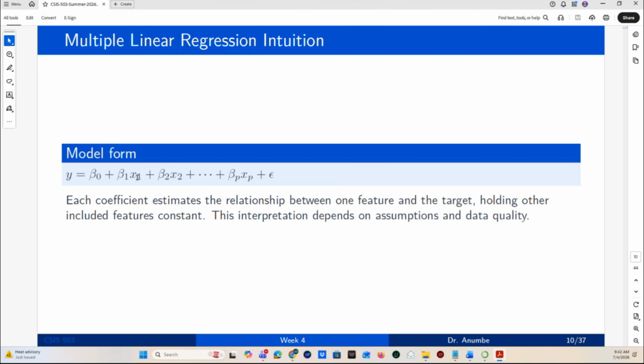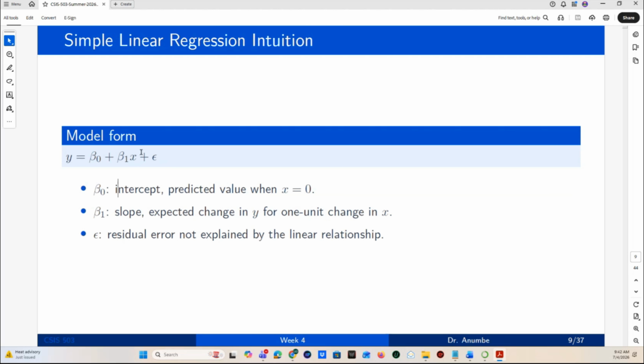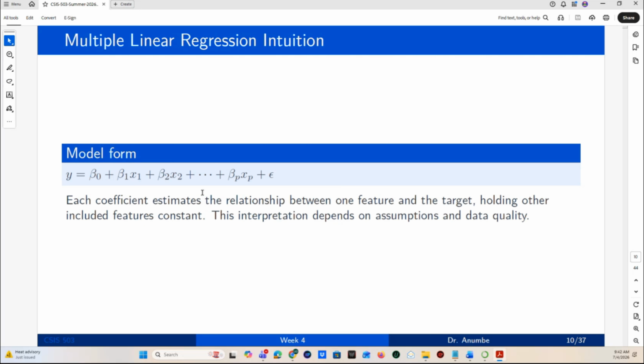These are all different things. This is the same thing as the earlier model. The only difference is that instead of having one feature, we are including beta 2 X2 plus beta 3 X3 plus beta 4 X4, up to beta, literally infinity, plus whatever error.